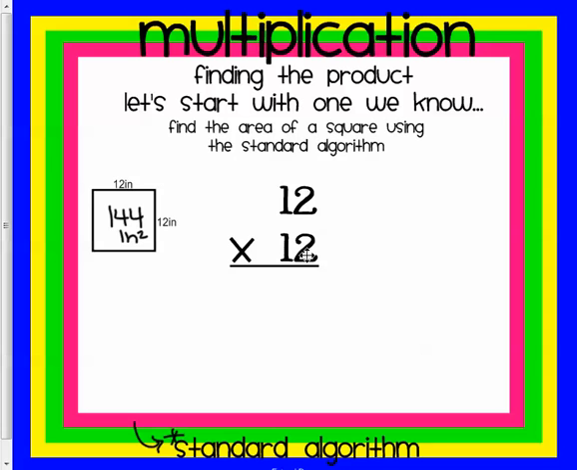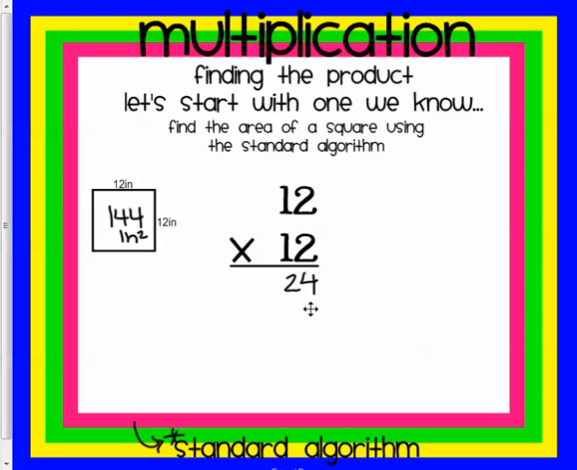Standard algorithm tells us to break each one of my bottom numbers into pieces. So instead of thinking of this as a 12, I'm going to think of this as a 1 and a 2. But really, I'm going to think of it as a 10 and a 2, and you're going to see that in a second. 2 times 2 is 4, and 2 times 1 is 2. So we know that 2 groups of 12 is 24.